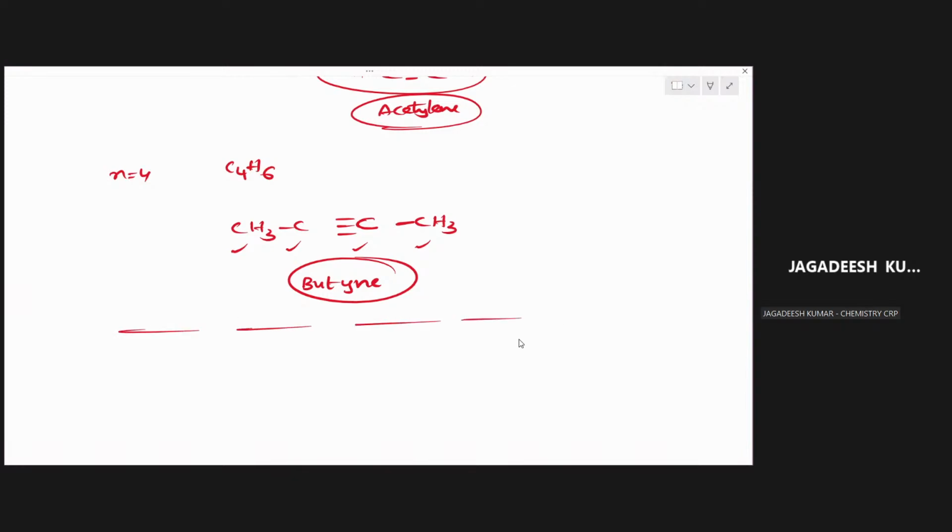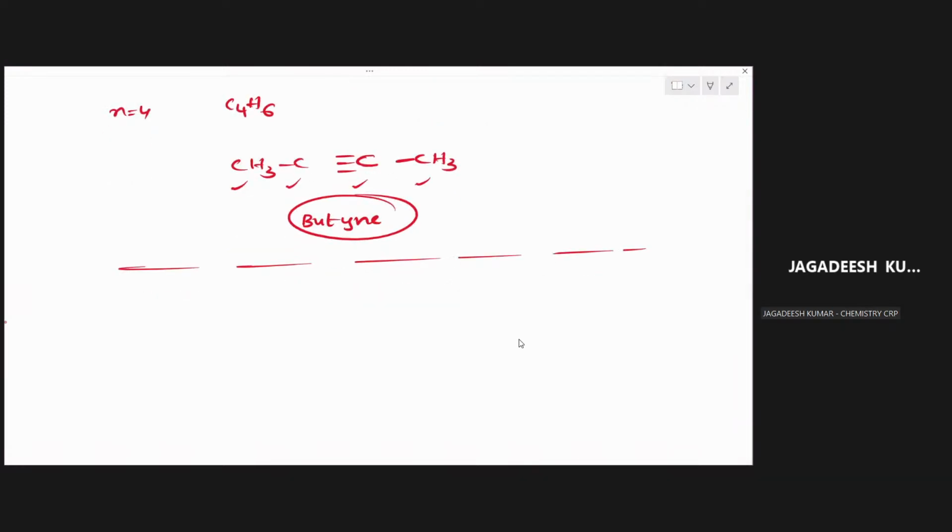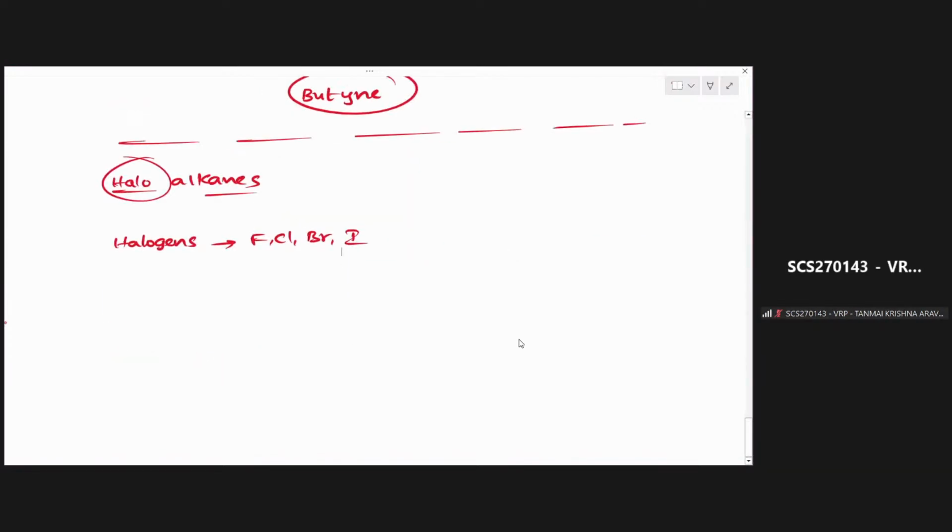So next, another functional group here. We already discussed a few functional groups. Here, haloalkanes. So here halo means what? Halogens. Who are halogens? I already told you: fluorine, chlorine, bromine, iodine. These are halogens. And haloalkane is actually the IUPAC name only, but originally the common name is alkyl halides. These are called alkyl halides.